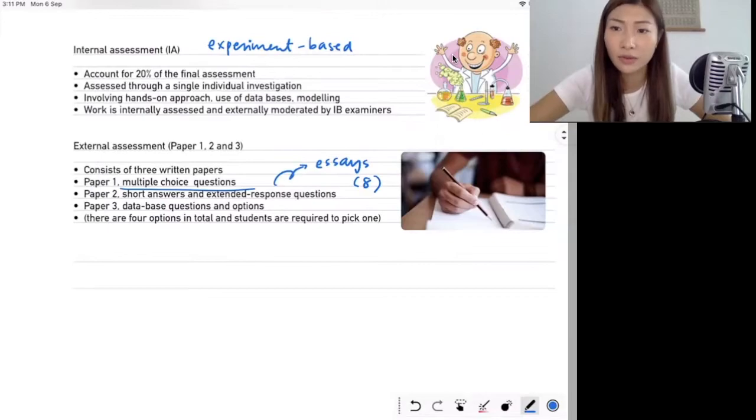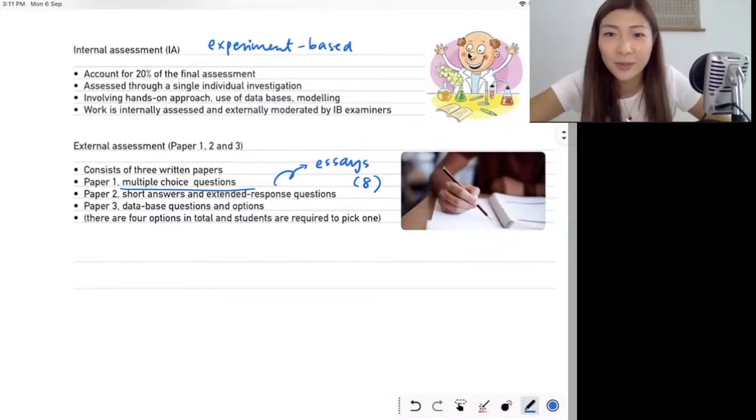Okay, why is it not scrolling? Wait, sorry, technical problem.